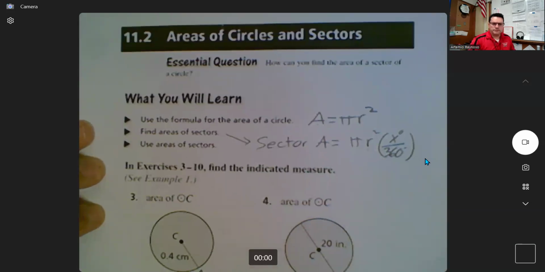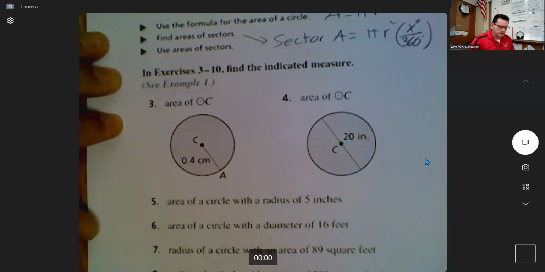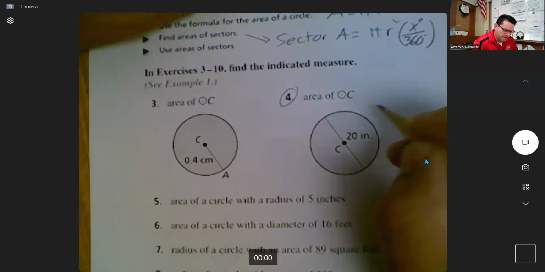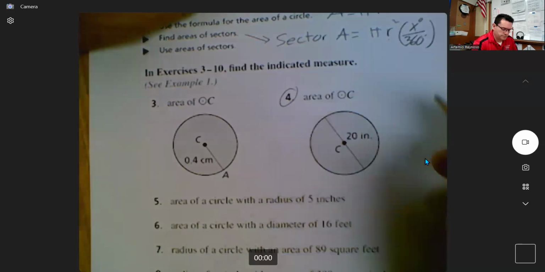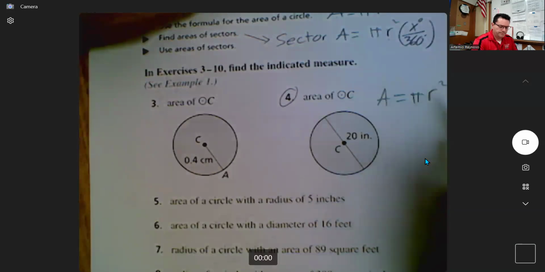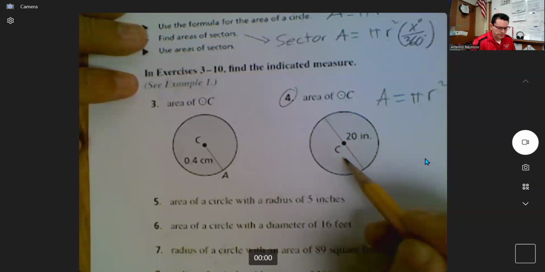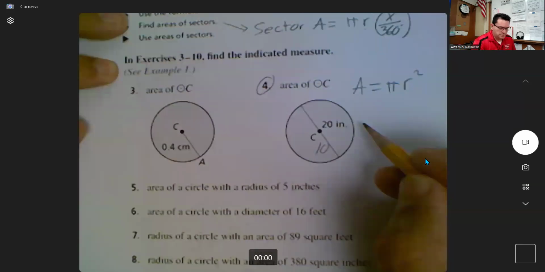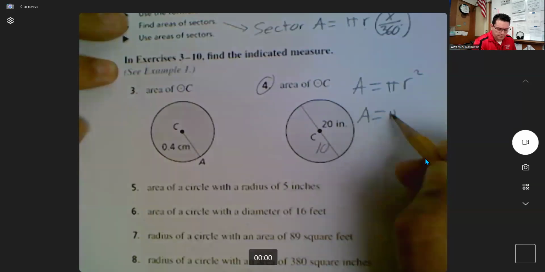So let's review a little bit. Let's work on number 4. On number 4, they're asking us to find the area of circle C. Area equals pi r squared. Now I need the radius. Diameter is 20, radius is half. I get 10. I will substitute the 10 for the r.